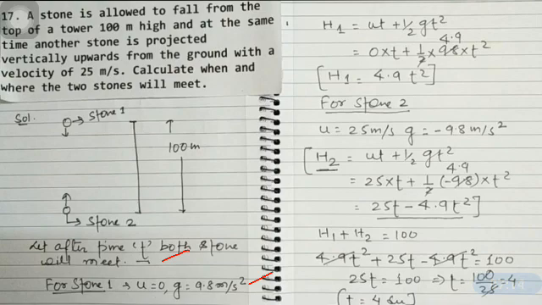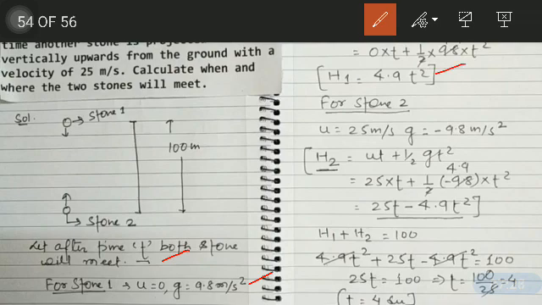So h1 equals ut plus half gt square. The acceleration is positive because this is a downward motion. So placing the values, h1 is equal to 4.9 t square.